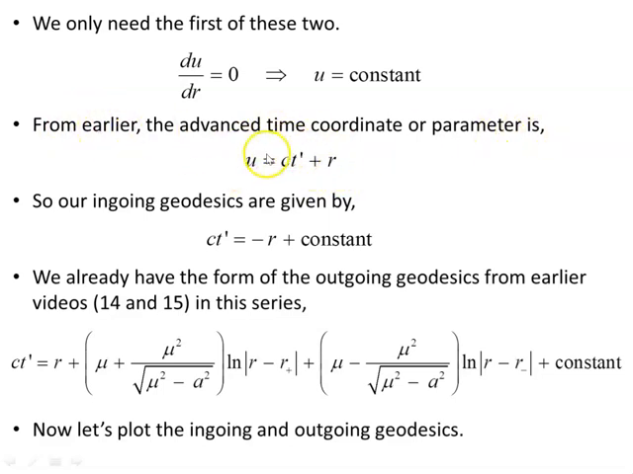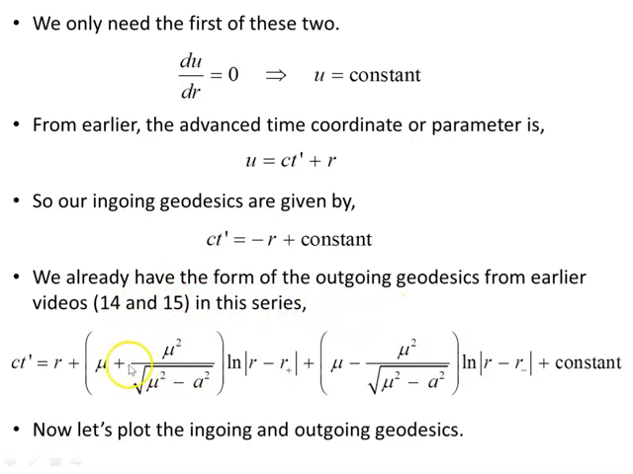From earlier, the advanced time coordinate u is ct dash plus r. So our ingoing geodesics are given by ct dash equals minus r plus a constant. Then the second one gave us these. We'll pick now the outgoing geodesic. We only need the ingoing one here because we're interested in matter going in. We'll use the outgoing geodesics derived in previous videos to tell us something about the light cones at different points in the space-time, which you'll see in the diagram shortly.